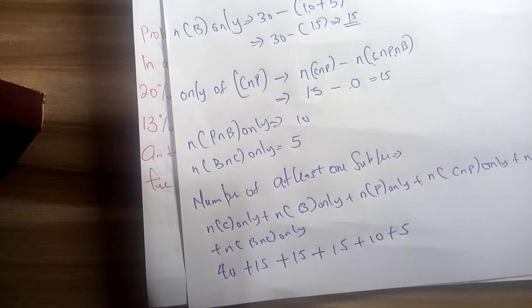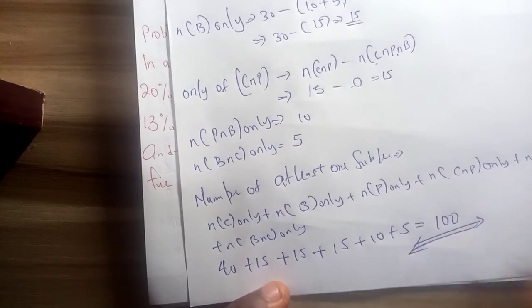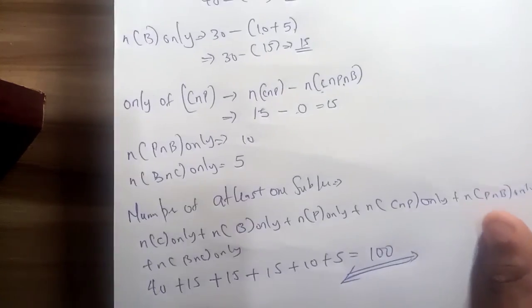So let's add them together. 40 plus 30 plus 15 plus 15. So we have a total of what? 100. That means 100 people took at least one subject.